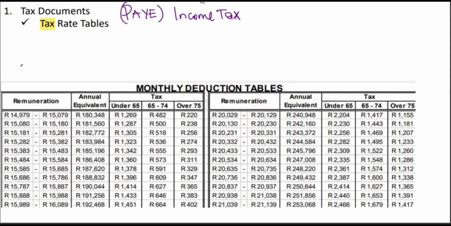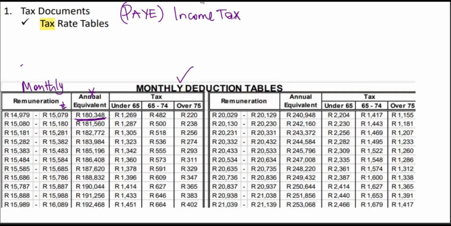This one begins at this much, but then what we're going to do is look at this remuneration, which is the income. This income here is monthly. Actually, as you see here, monthly deduction tables. Then the annual equivalent, which is what someone has earned in a year. Leave alone that. But then the tax that they will pay, this is it. This is the monthly tax that one will pay.